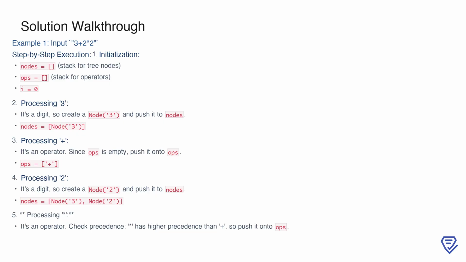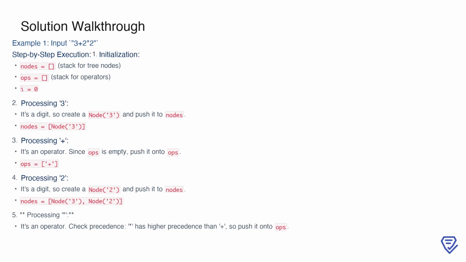To begin solving the problem, we start by initializing two stacks, one to hold tree nodes and another for operators. At the start, both nodes and ops are empty, and we set the index i to 0. As we process the input string, the first character is 3, which is a digit. We create a node with the value 3 and push it onto the node stack. Next, we encounter the plus operator. Since the ops stack is empty, we simply push plus onto it.